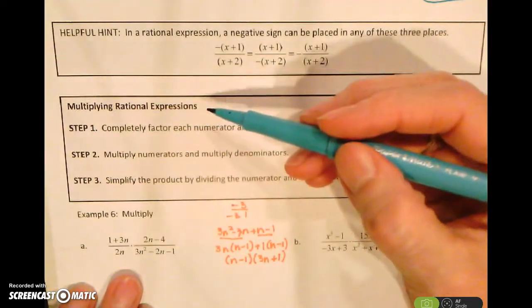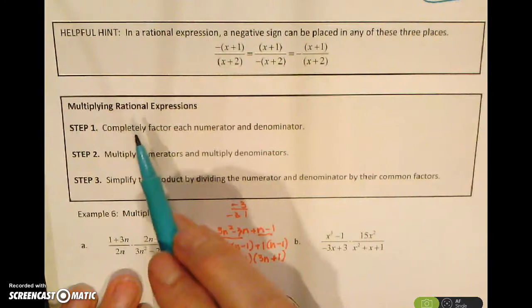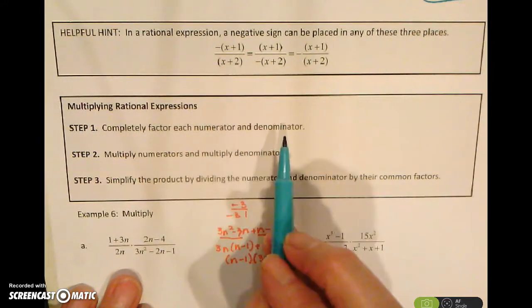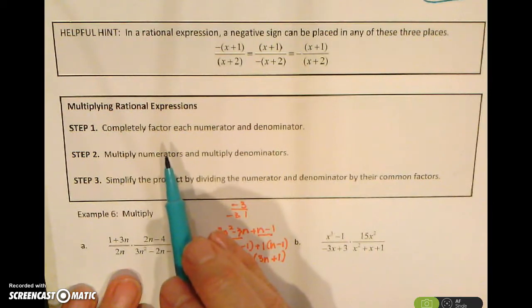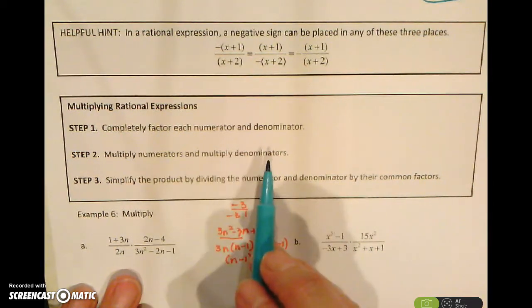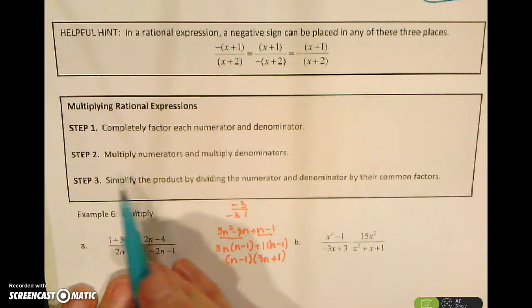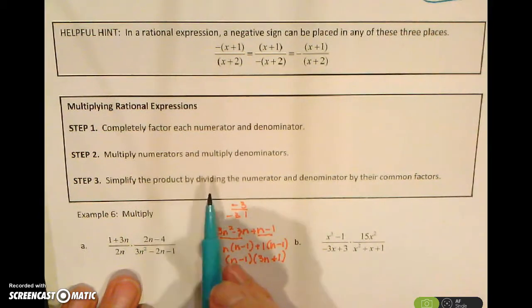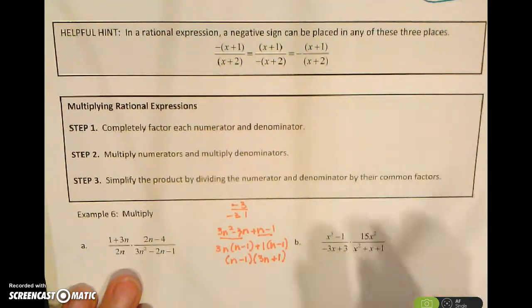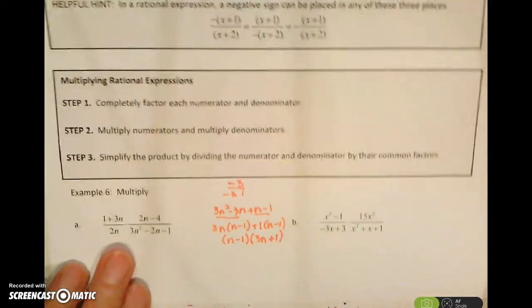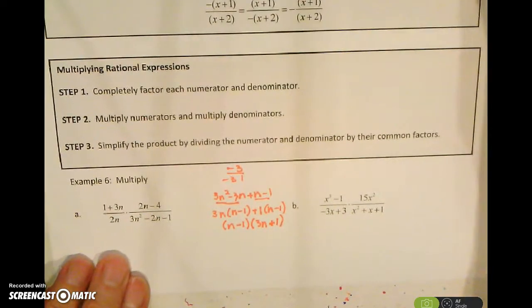To multiply rational expressions, step 1, again, completely factor each numerator and denominator. Step 2, multiply the numerators together and then multiply the denominators together. And then step 3, simplify the product by dividing the numerator and denominator by their common factors. So look for the common factors, just as we did when we simplified fractions.